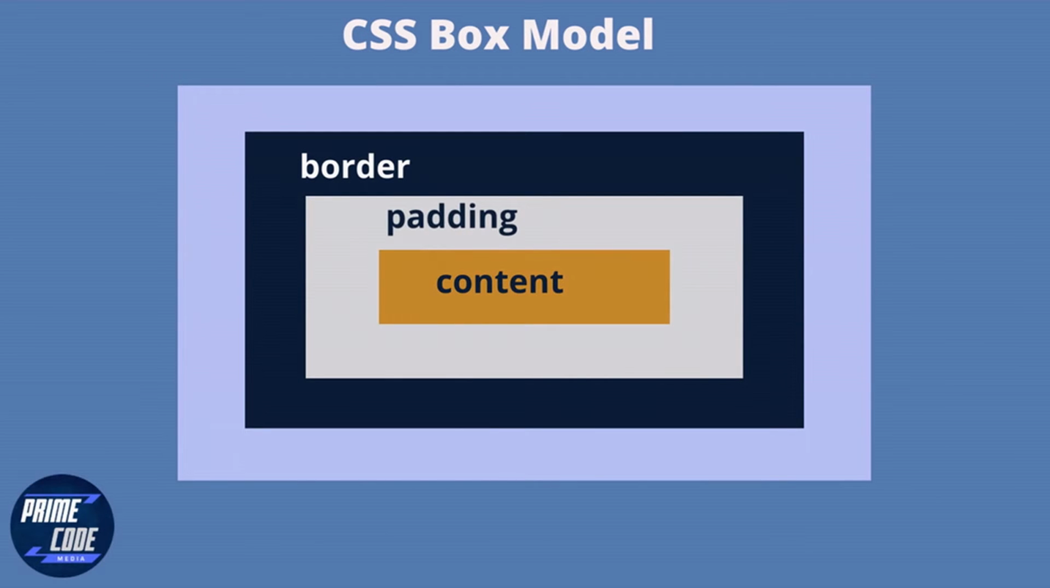Next is the border itself. The border goes around the padding and content. And the most outer part of the box model is the margin. The margin is the area outside the border. This is the area between an element and other elements.